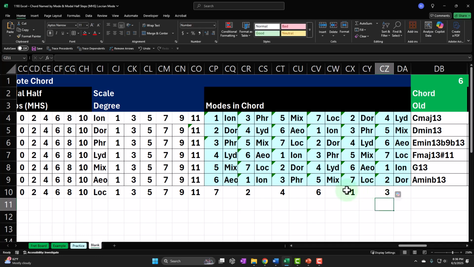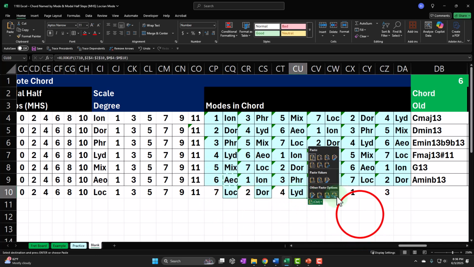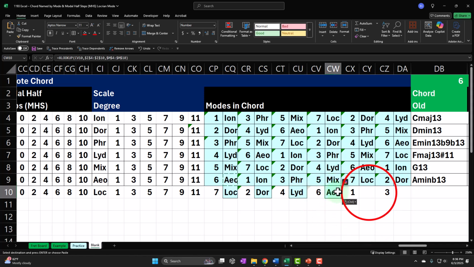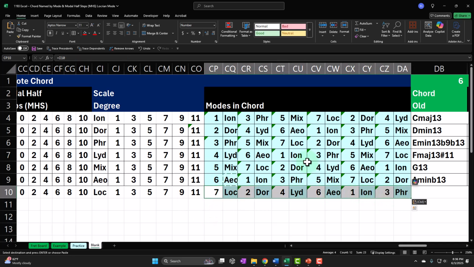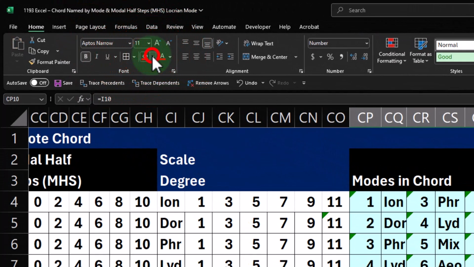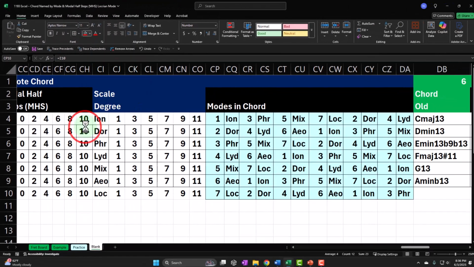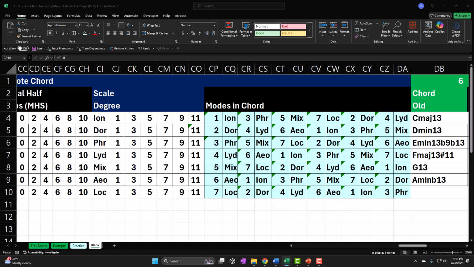Okay. So then, what are the nodes we're going to hold down? It's going to be Locrian, Dorian, Lydian, Aeolian, Ionian, and Phrygian. All right, so there we have it. Boom, let's make that bordered and blue. All right, what's the next one?